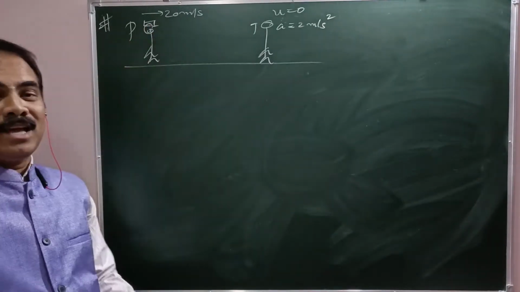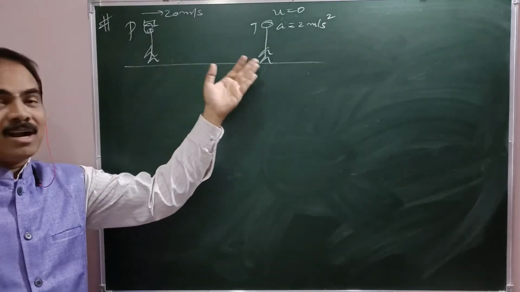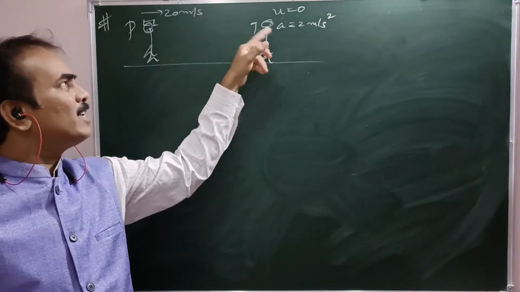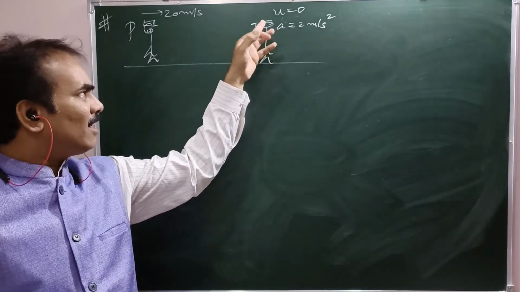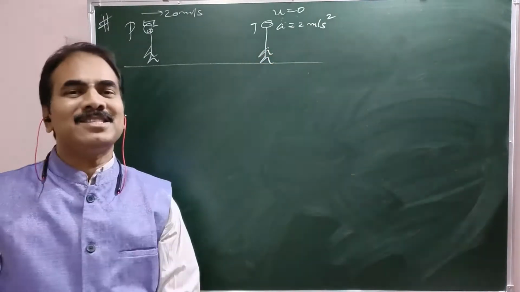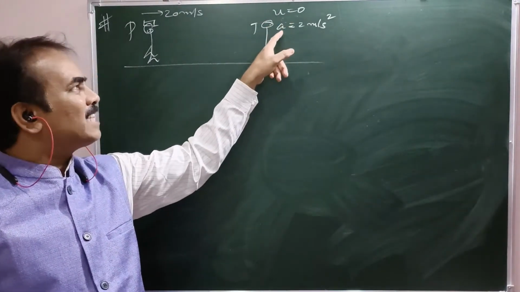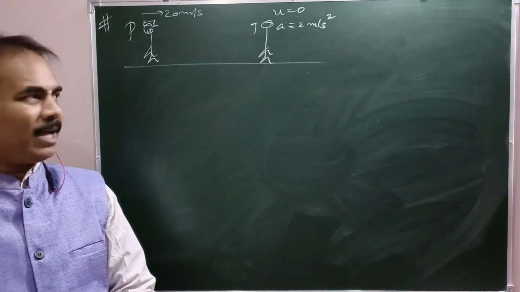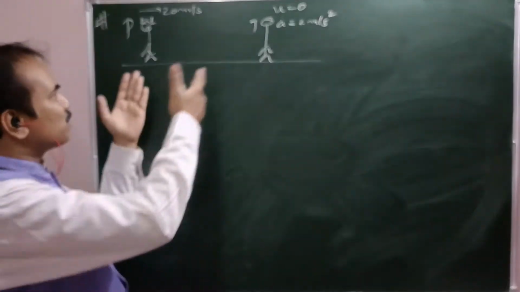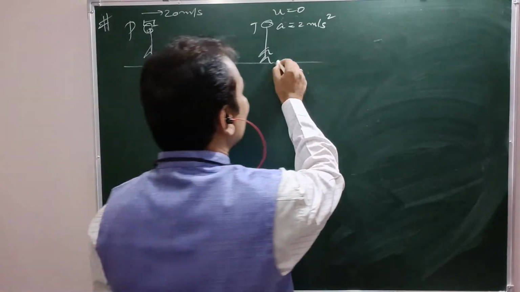So the policeman is running at a constant speed of 20 meters per second in order to catch the thief, who just starts running at a constant acceleration of 2 meters per second square. So the initial velocity of the thief is 0, and the acceleration of the thief is 2 meters per second square. With these particulars, suppose the policeman catches the thief somewhere here.